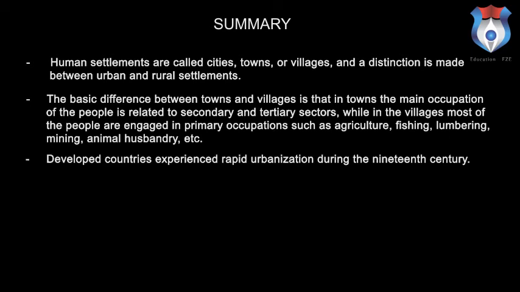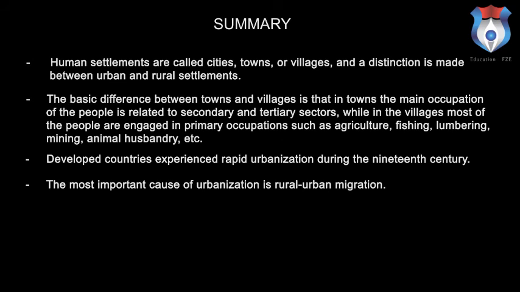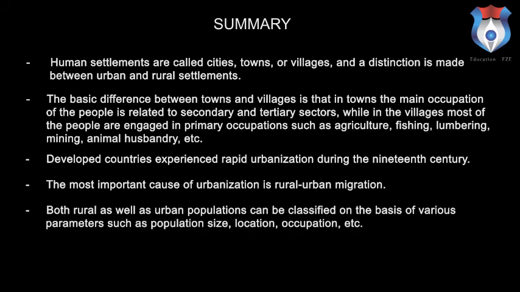Developed countries experienced a rapid urbanization during the 19th century. The most important cause of urbanization is rural-urban migration. Both rural as well as urban populations can be classified on the basis of various parameters such as population size, location, occupation, etc.